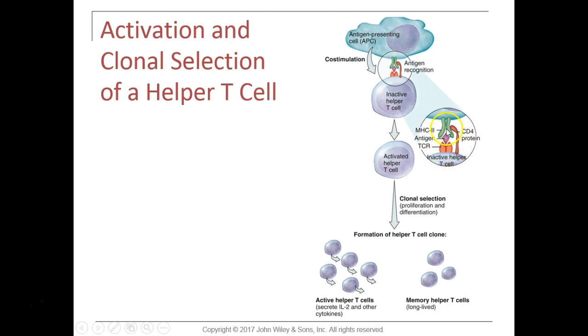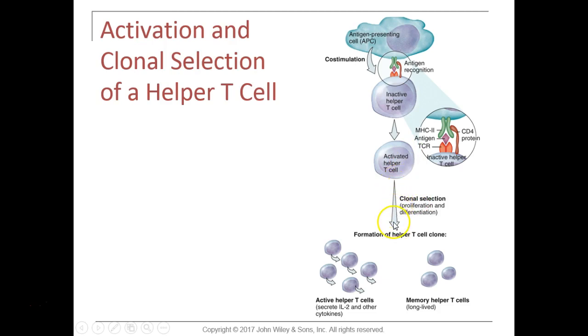So that's one binding event between the MHC2 protein and the CD4 receptor protein. Then there's a binding with the T cell receptor and the antigen. So that binding event occurs, it anchors the cells together, and then the activation process occurs. When the T cell is activated, the cell undergoes proliferation and differentiation, which is development. This is called clonal selection.